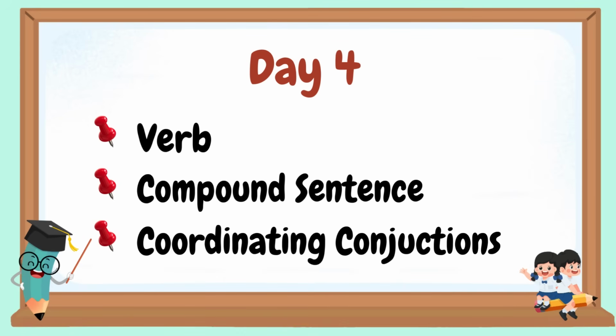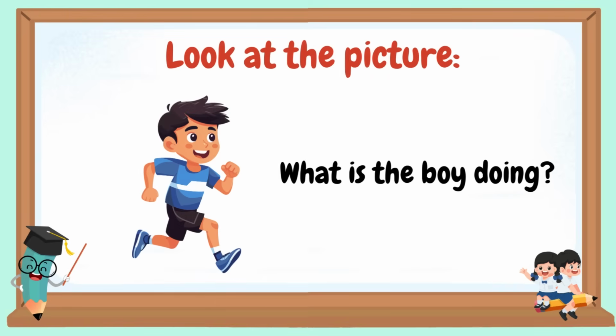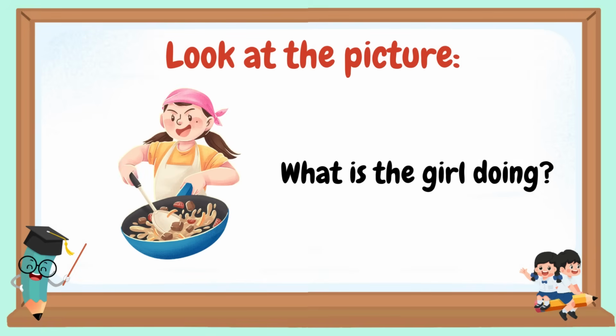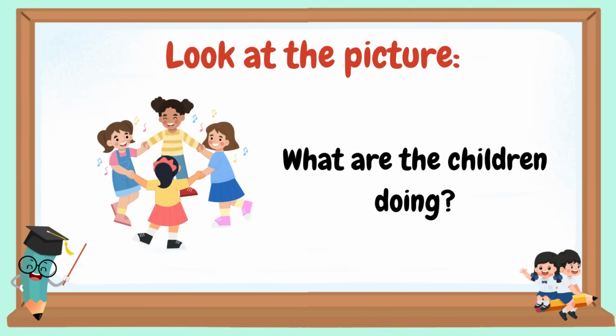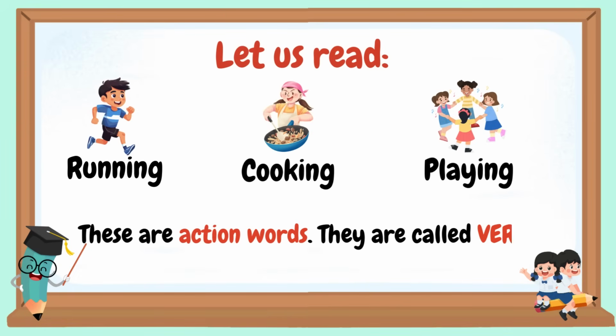Welcome to our day 4. Look at the picture. What is the boy doing? What is the girl doing? What are the children doing? Let us read. Running, cooking, playing. These are action words. They are called verbs.